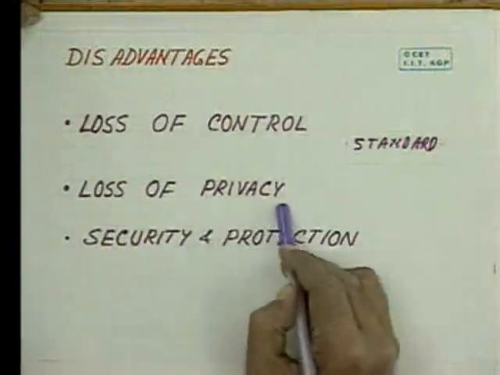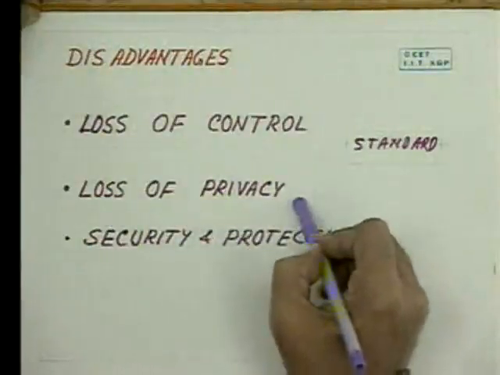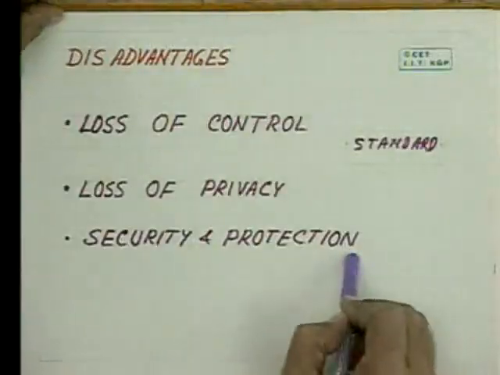Then there is loss of privacy. You are no longer an isolated computer. Your computer is on the network, so others can access the programs, database, and various other things which you have developed. As a result, there is loss of privacy. The software, database, and various other resources that you have developed are now exposed, and hackers and various other people can try to destroy or damage your resources. And that's why security and protection becomes a problem, and you have to develop suitable security and protection mechanisms so that you can protect your software and at the same time share the resources in a controlled manner.